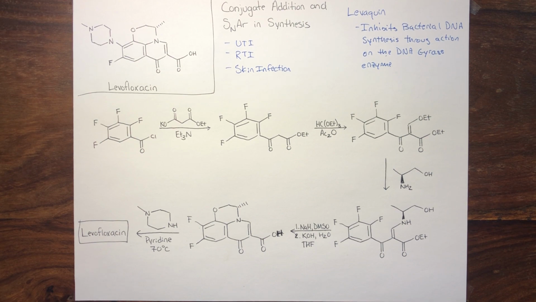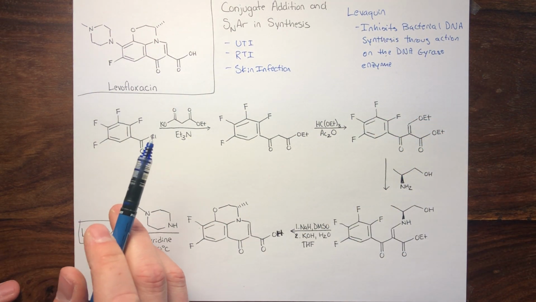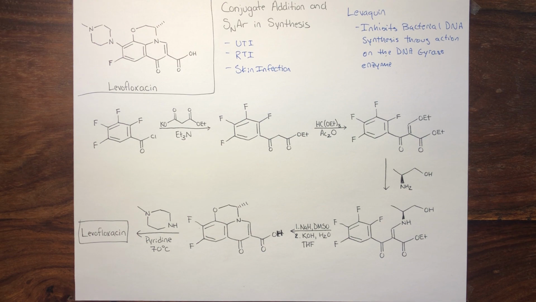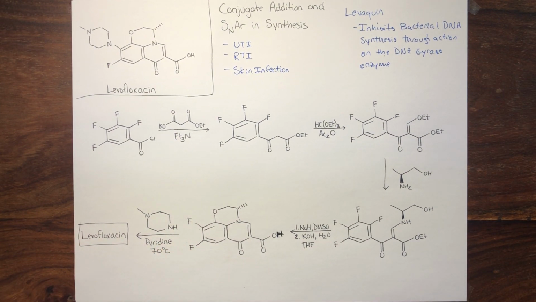Levofloxacin is an antimicrobial agent, and it works through the inhibition of bacterial DNA synthesis, specifically through the action on the DNA gyrase enzyme. And the DNA gyrase enzyme is an enzyme that's involved in DNA winding and unwinding. So essentially what this drug does is it blocks DNA cell replication.